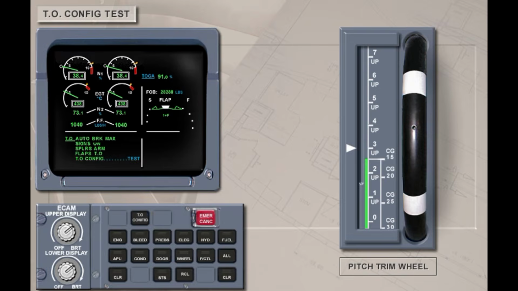The last item of the takeoff memo is the takeoff configuration test. Pressing the takeoff configuration push button on the ECAM control panel simulates the application of takeoff power and tests whether the aircraft is in a safe takeoff configuration. The pitch trim is not in the green takeoff range. Touch the takeoff configuration push button.